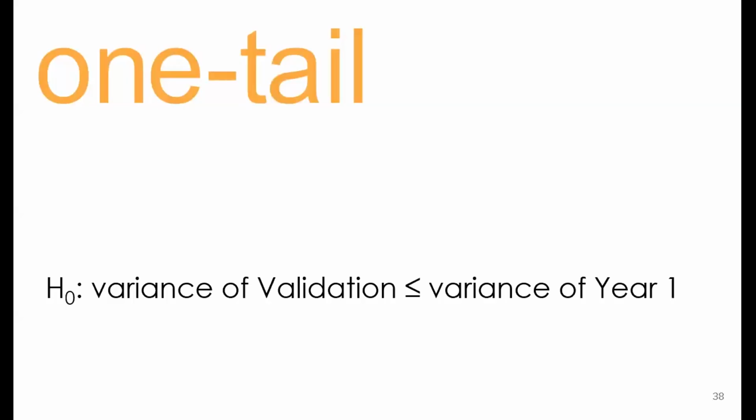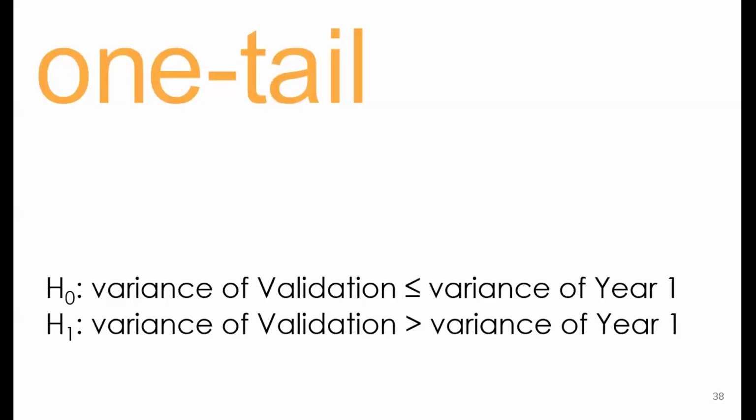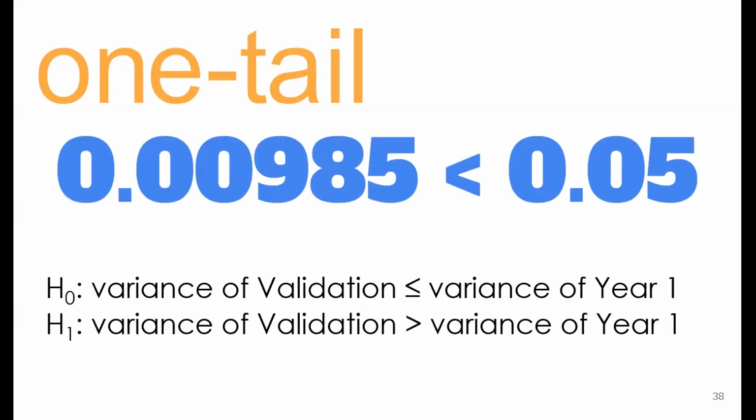And so again, that one tail, remember, is that the variance of one is less than or equal to the variance of the other, or the alternative hypothesis is the other way around, right? And you're going to make that comparison. And that 0.00985 p-value, is it less than 0.05?